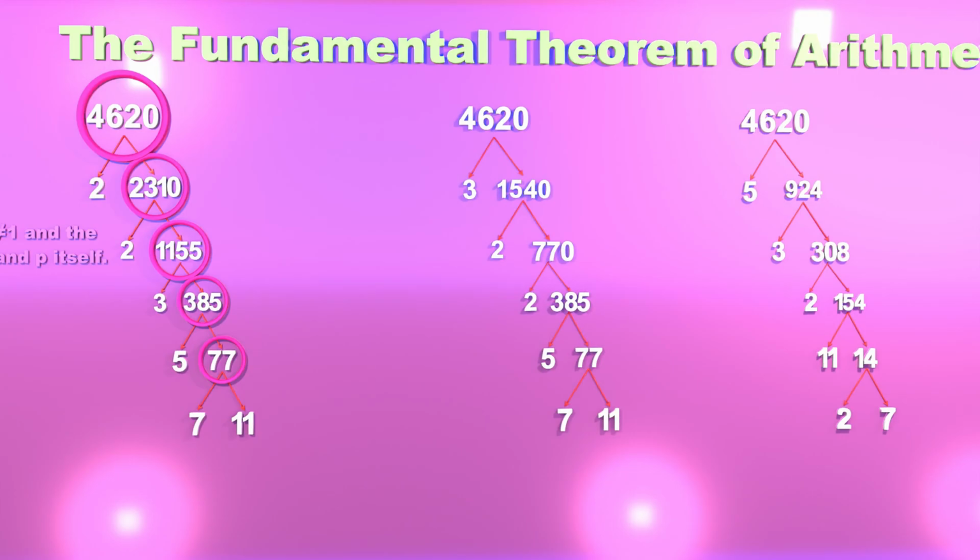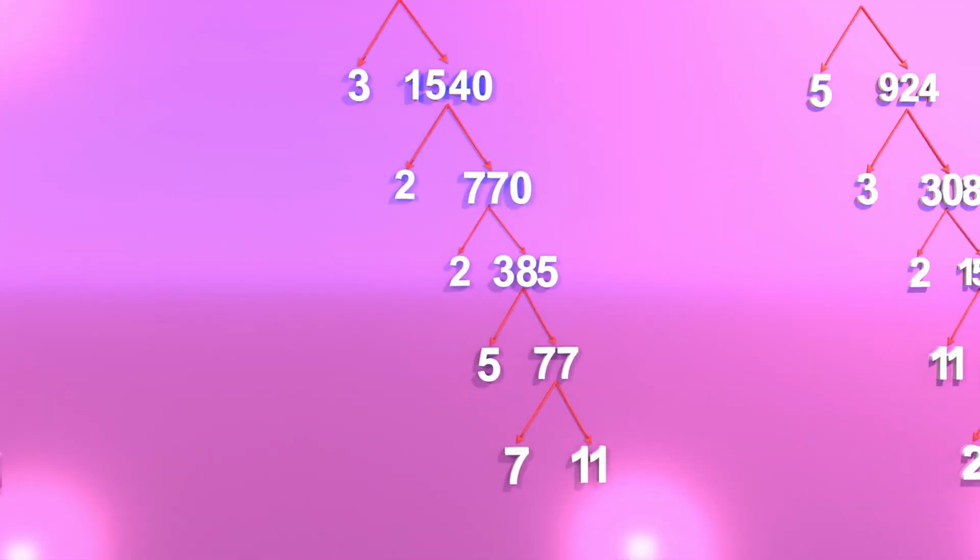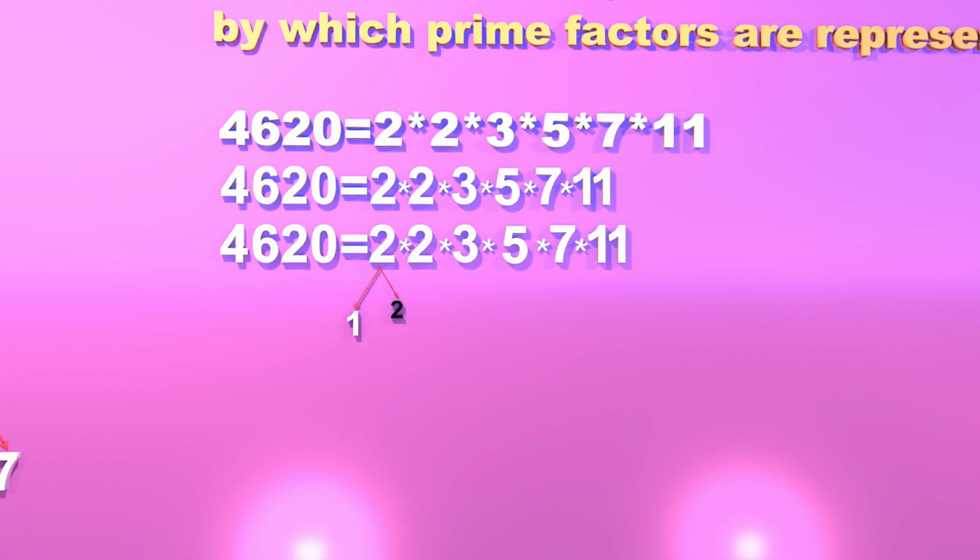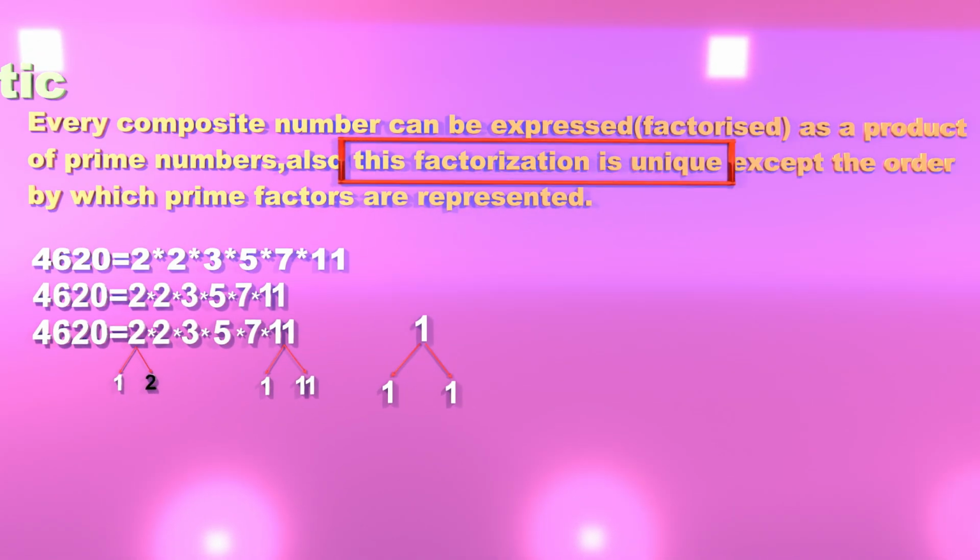Now let's understand why 1 is not considered a prime number. 2 can be factorized as 1 and 2. 11 can also be written as 1 into 11. But what about 1? We can also factorize 1 as 1 into 1 because 1 into 1 is 1. Now let's assume 1 is also a prime number and we just understood the prime factorization of 4620 is unique. Means no other factors will look like this ever.